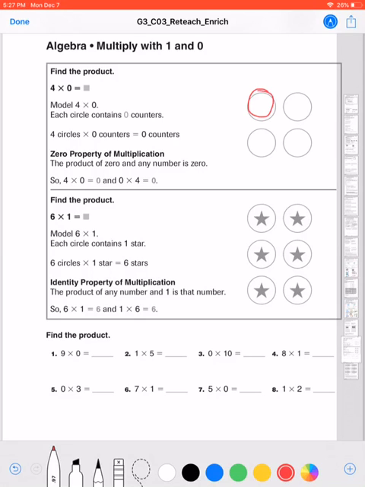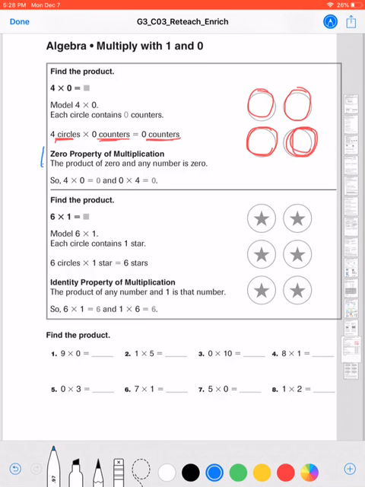See, we got group 1, group 2, group 3, and group 4, and there's no counters in any of the groups. So that means we've got 4 circles that each has 0 counters, and so that means we have 0 counters total. So the 0 property of multiplication, that's this big fancy word right here.